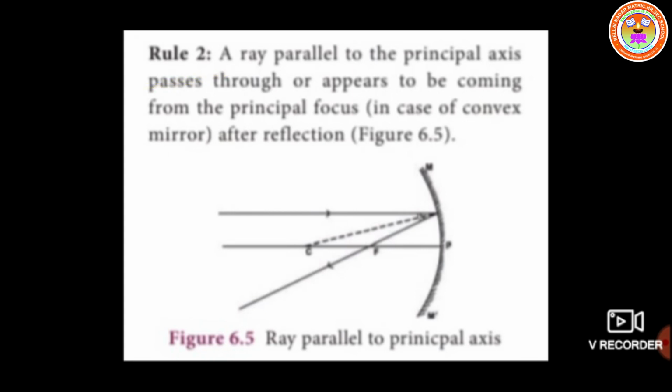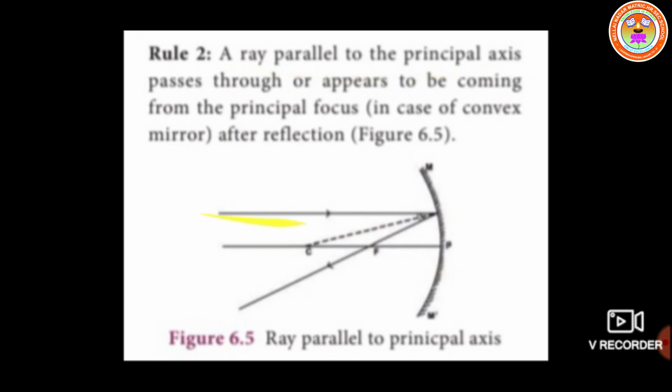Rule 2. A ray parallel to the principal axis. So first you need to understand what the principal axis is. Principal axis means the axis passing through the center of the curve. This is called the principal axis.